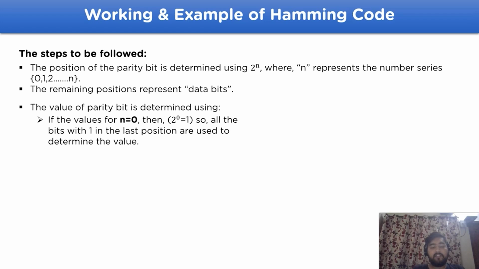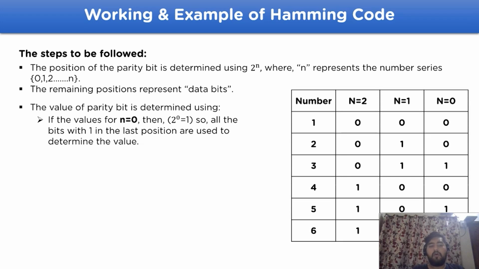Now let's try using the value of parity bit for n equal to 0. That means 2 to the power 0 is equal to 1. So all the bits with 1 in the last position are used to determine the value of the parity bit. To better understand the assignment value of parity bit, please focus on this mentioned table. In this table, we can take a look at the last position, that is n is equal to 0, and see the mentioned number. For P1, we can use a value 1 because n is equal to 0 and the last position value is 1.